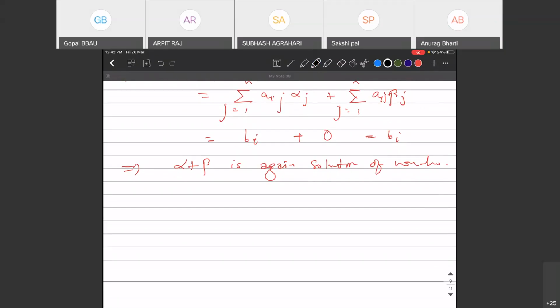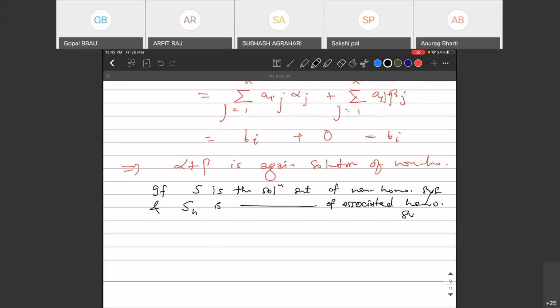So this means, if S is the solution set of the non-homogeneous system and SH is the solution set of the associated homogeneous system, then for any fixed alpha in S, alpha plus SH is contained in S. This is what we have proven.